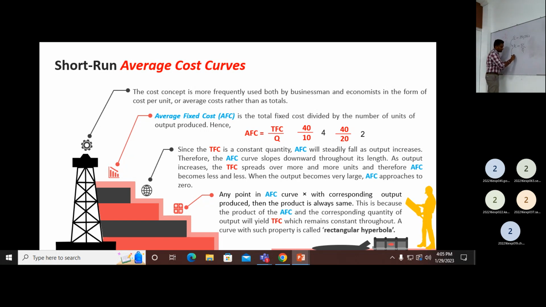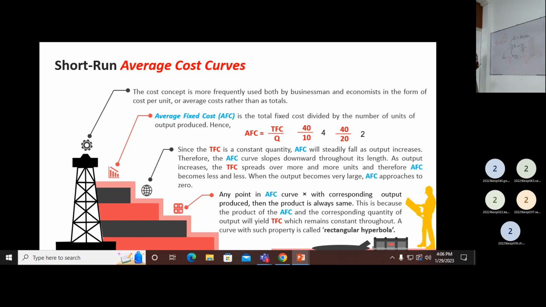Clear? Then this average cost comprises two things. First one is your average fixed cost. Clear? And the other one is what? Your average variable cost. So how do you calculate your average fixed cost? Yes, total fixed cost. You divide it by quantity. Average variable cost. You have your total variable cost. You divide it by quantity.